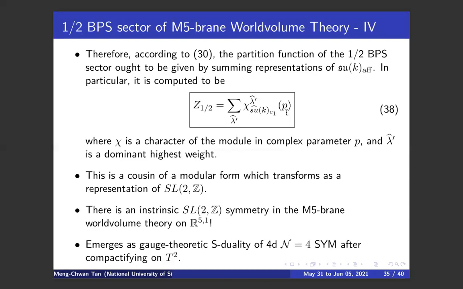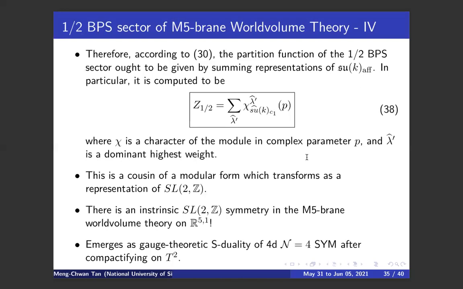In some complex parameter P, which is like a fugacity parameter, which you exponentiate with one of the translation operators on the worksheet. And alpha prime hat is the dominant highest affine weight of the character. If you look at this expression here, it's almost like a modular form. It transforms almost like a modular form. It's like a cousin of a modular form, but it does transform as a representation of SL(2,Z), as we mentioned right at the beginning of the talk.